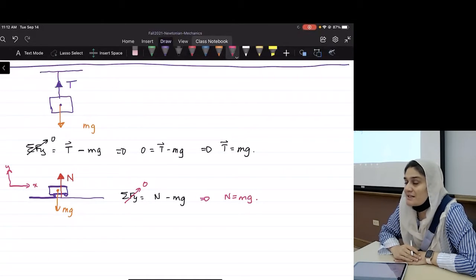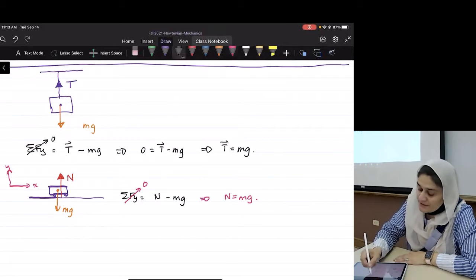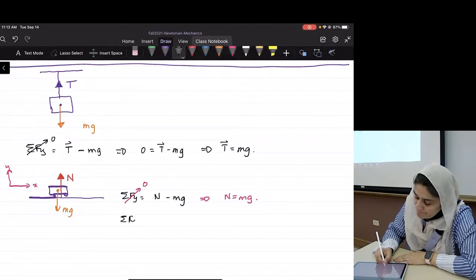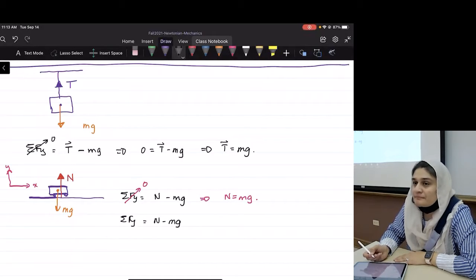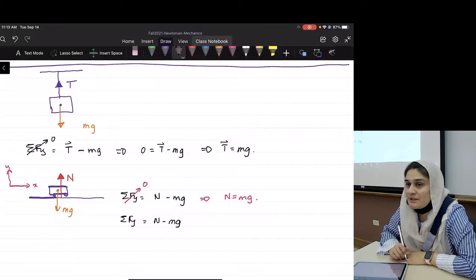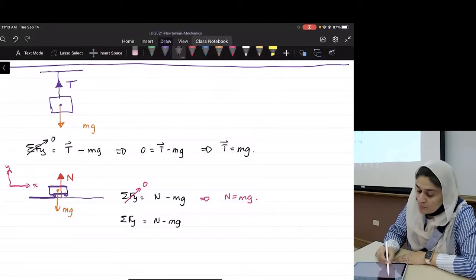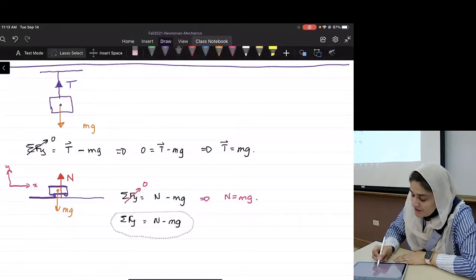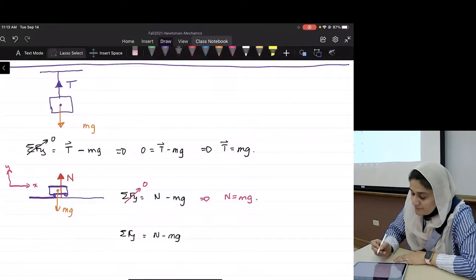What if this car is accelerating? Let's say accelerating towards the right. How does that equation change? It doesn't change in the y direction. If it starts moving towards the right with an acceleration of 1.5 meters per second squared, what happens to this equation? Nothing. Absolutely nothing.